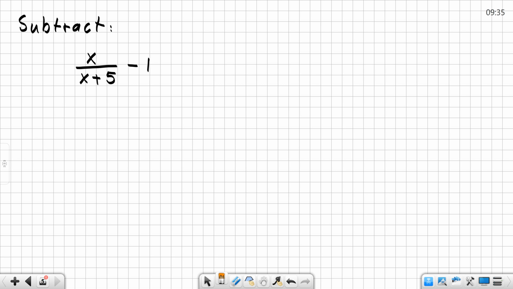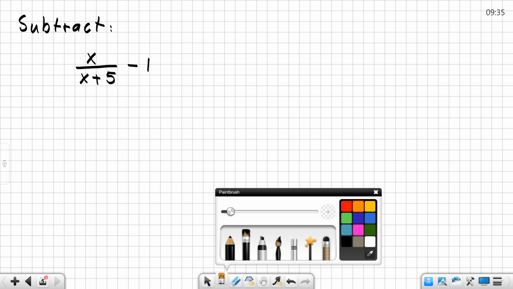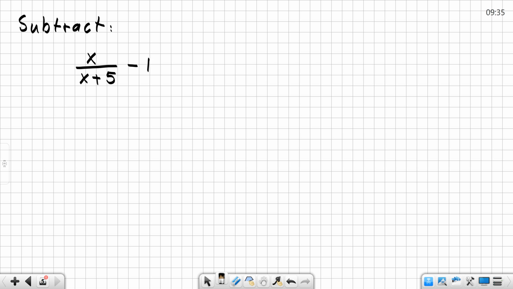Now, the last one for today. Let's do a subtraction problem, and also one that looks a slightly little bit different. Sometimes students are being thrown off when they get problems like this. So, what am I going to do? Well, if I would write it maybe slightly different, maybe then it becomes a little bit clearer. 1 is the same thing as 1 over 1. Now I see denominators. There is not really any denominator in the second one other than 1. So that means the least common denominator is just x plus 5.